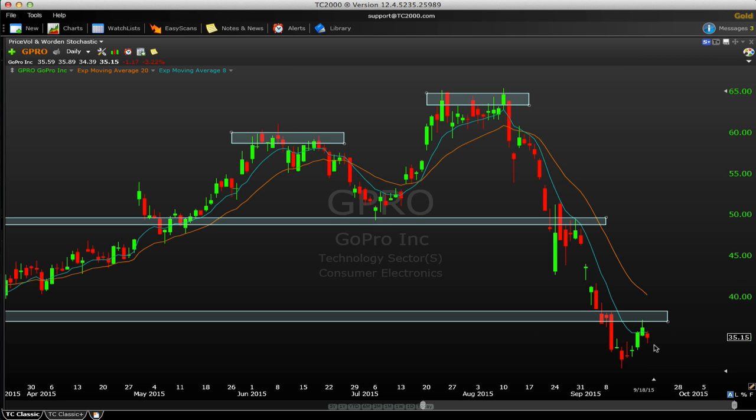We'll look at GoPro next. This one had a nice 3 or 4 day bounce, but again, it's down 50% in 30 trading days, so this one's still very much beaten up, down 3% on Friday. Closed off of the lows, which is constructive. Again, you could see further squeeze here, but technically this one's still pretty damaged.